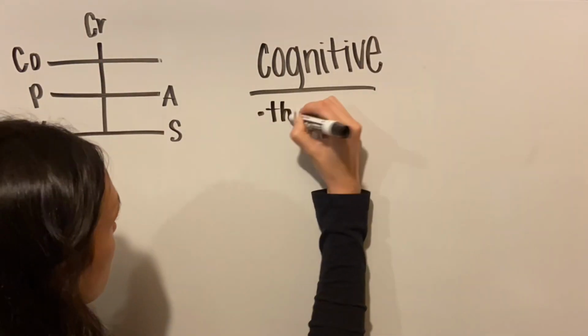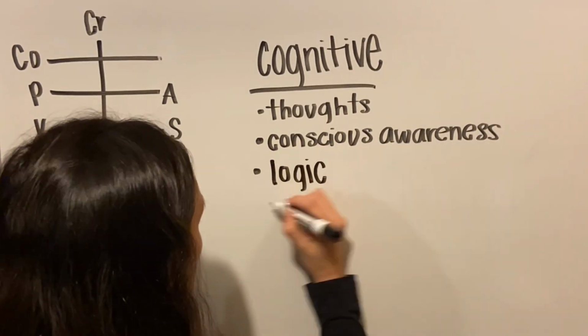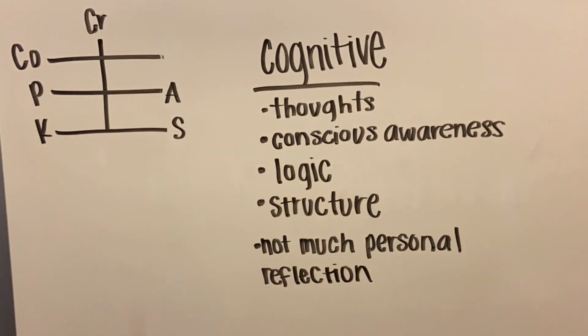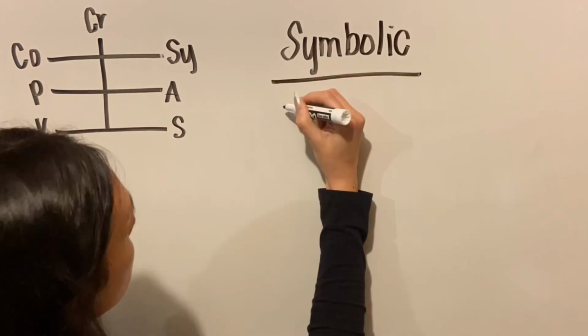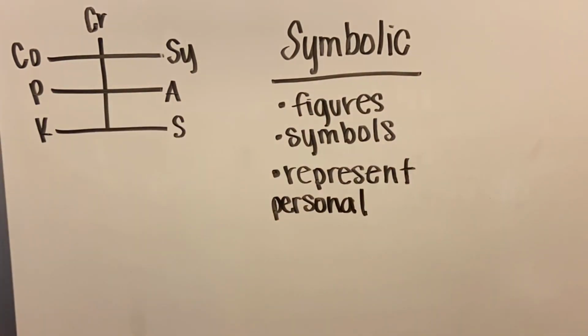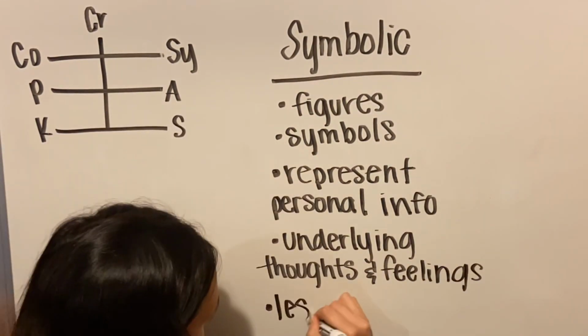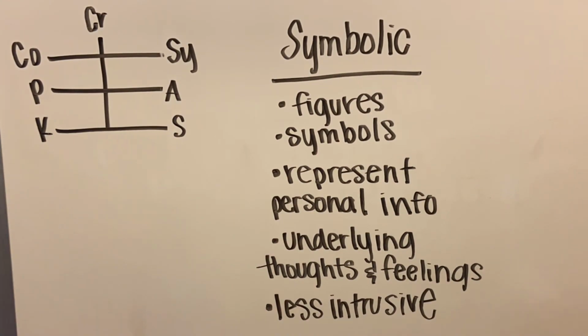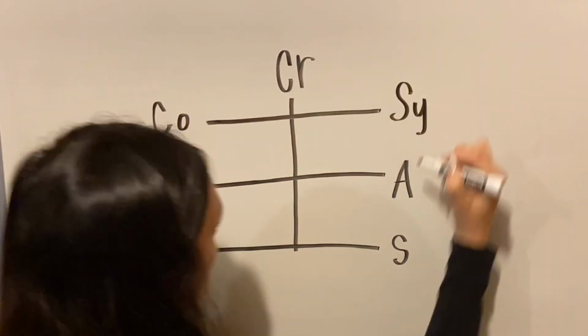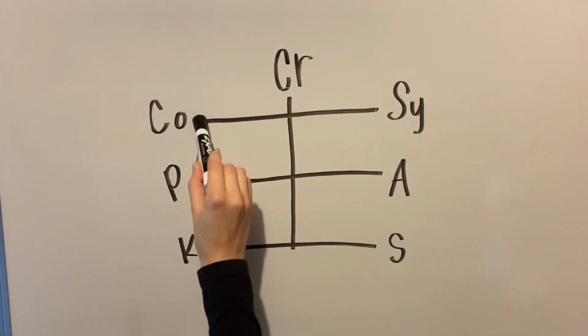Cognitive expressions are thoughts and patterns of conscious awareness. This is where you'll see logic and structurization of those thoughts. And lastly, there's symbolic, where figures and representations are made to symbolize personal information and underlying thoughts and feelings in a less intrusive way.